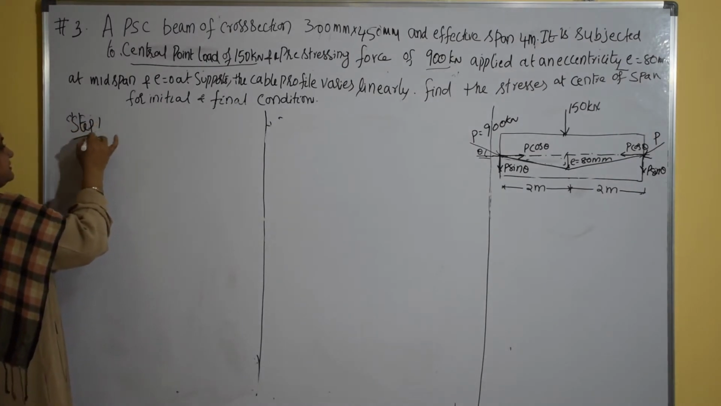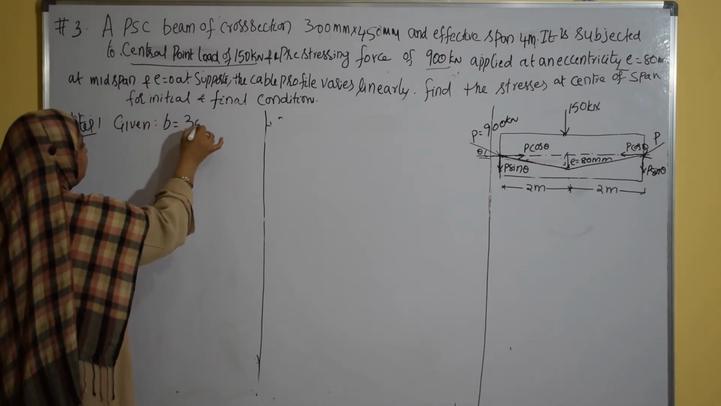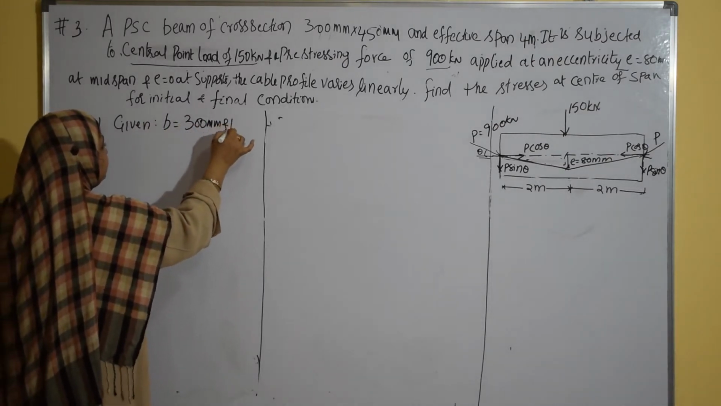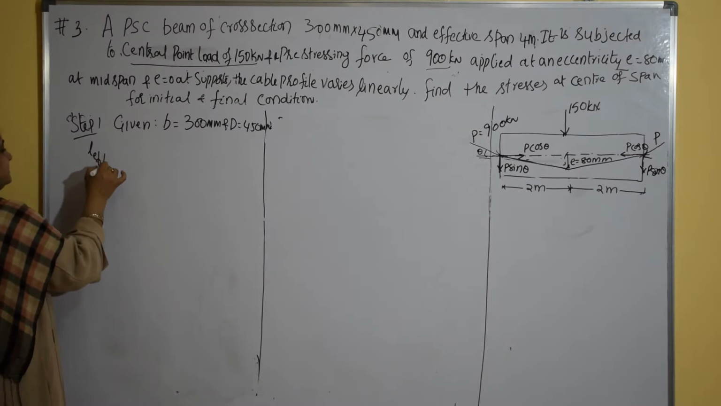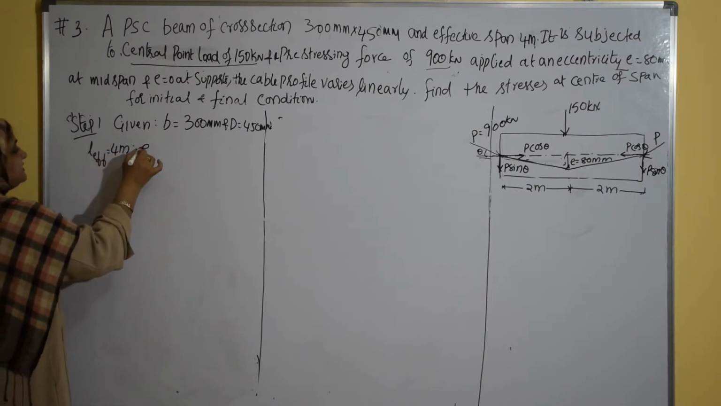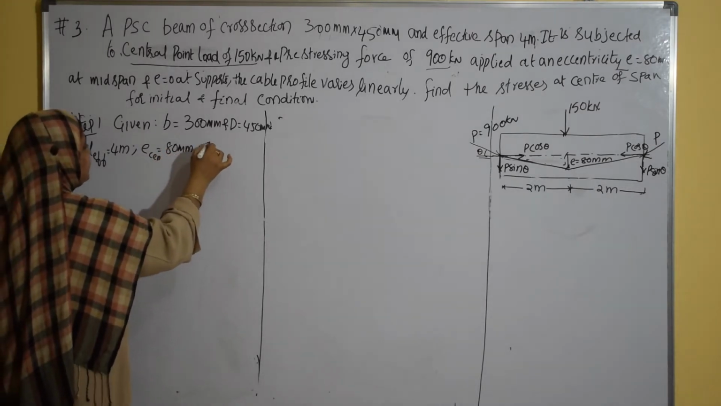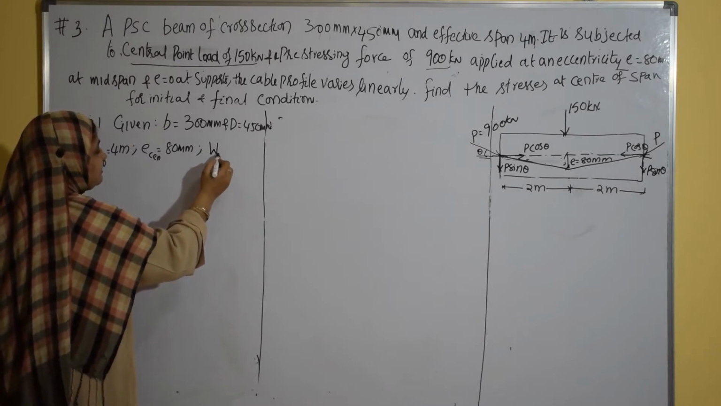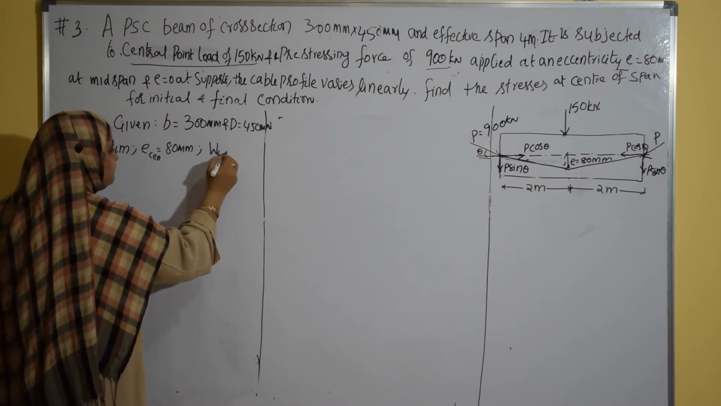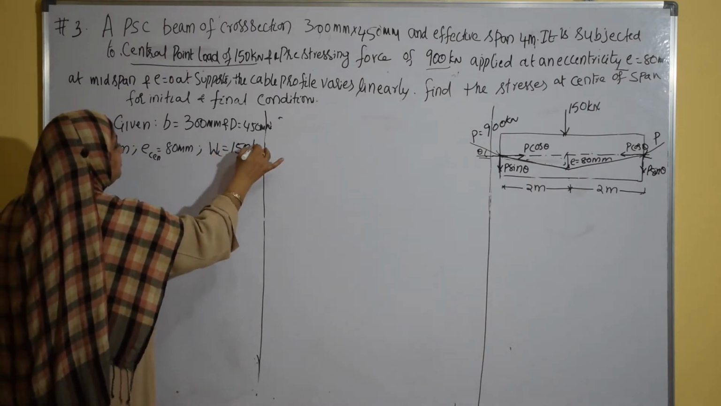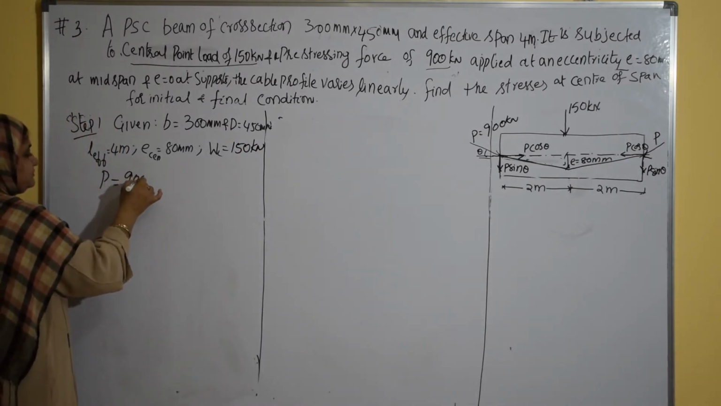The first step is the given data. What is available we will write, what is not available we will find out. This is a 300 mm wide beam and D is equal to 450 mm. Effective span is 4 meters. Eccentricity at the center is 80 mm. The applied central load is, okay, this is not the live load, it is what is given: it is subjected to a central point load. So let me write it as WL only to begin with, later on I will explain. 150 kilonewton. The pre-stressing force is 900 kilonewton.